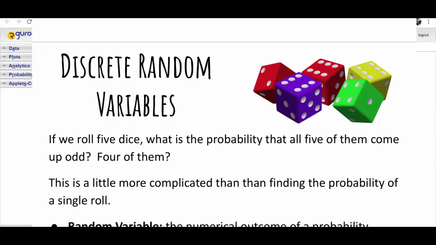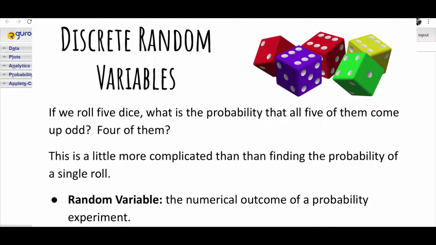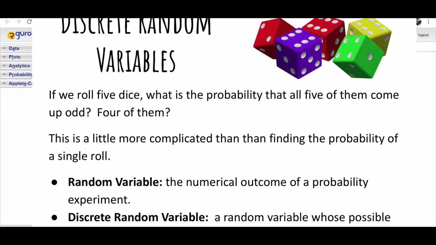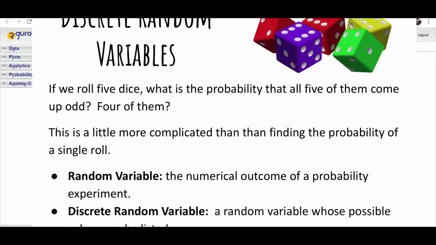All right, so on to discrete random variables. So if you were to roll 5 dice at one time, right? Not more than one die, you had 5 in your hand and you shook them up and you rolled them. What would be the probability that all 5 of them would come up odd? Or what would be the probability that only 4 of them would come up odd? So this is definitely more complicated than the simple probability that we've done in the past. There'd be a little bit more to it. But that's what we're going to study in this section, these more complicated probabilities.